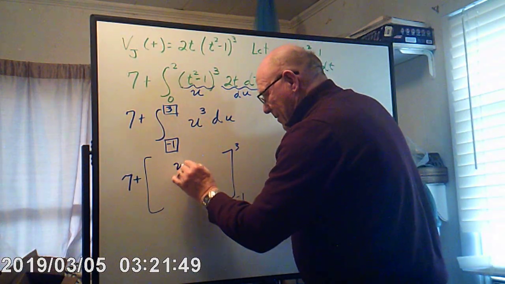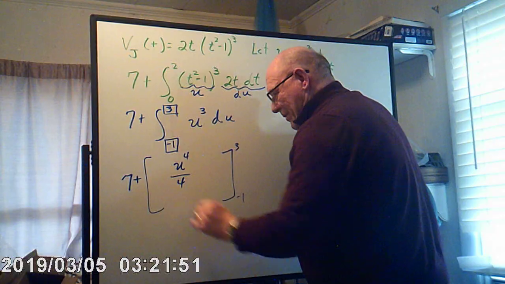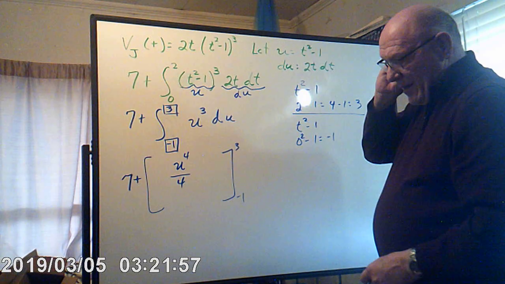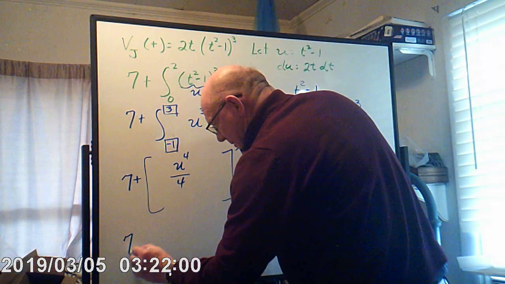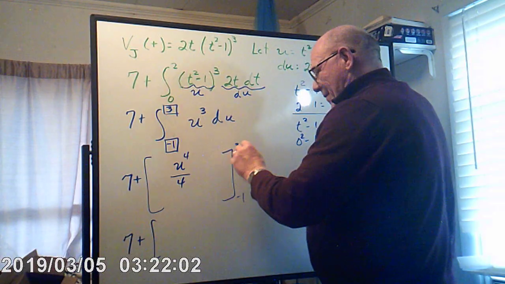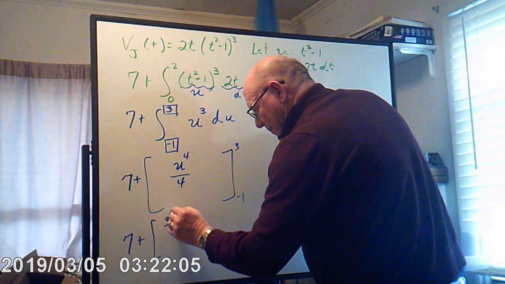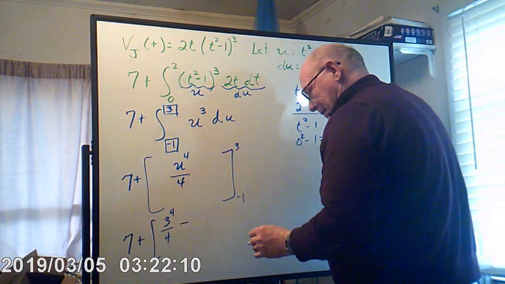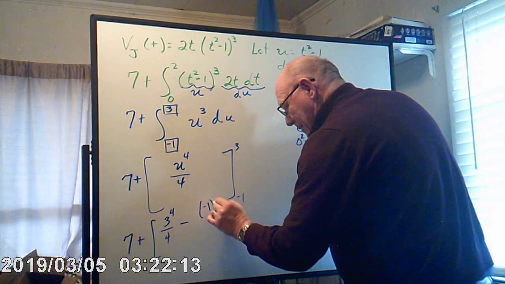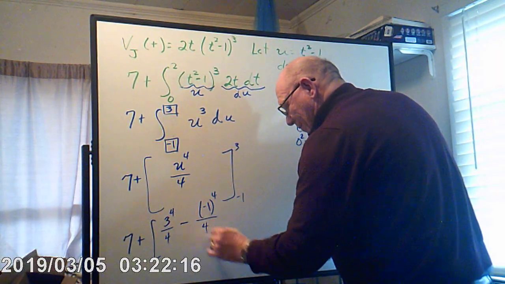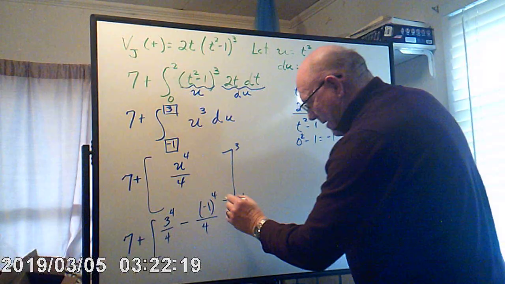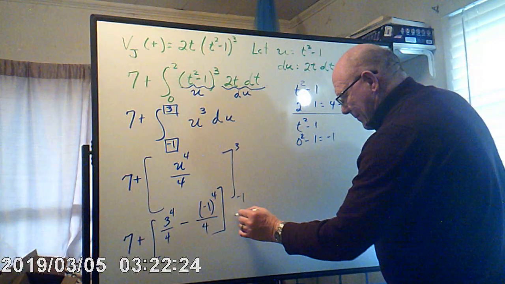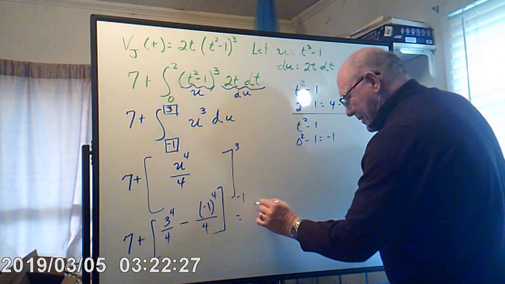Now, again, u to the 4th divided by 4, right? Isn't that what it is? Okay, there we go. So here we go. 7 plus 3 to the 4th over 4, minus negative 1 to the 4th over 4. Be careful that you put that in parentheses, like that.